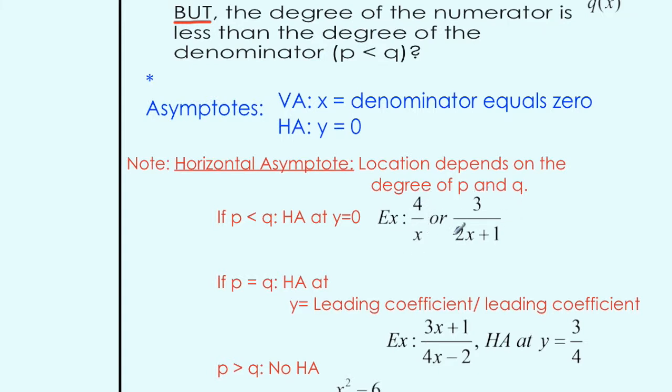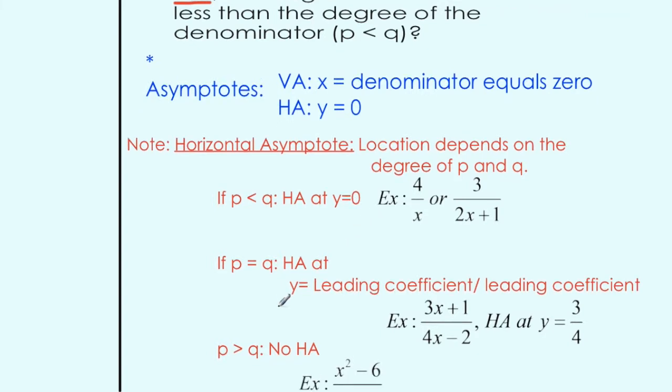Same thing on problems like this one. The degree up here is 0 because there is no variable. And the degree here is 1. 0 is less than 1. So this will always have a horizontal asymptote at 0. And we just dealt with this one right here.